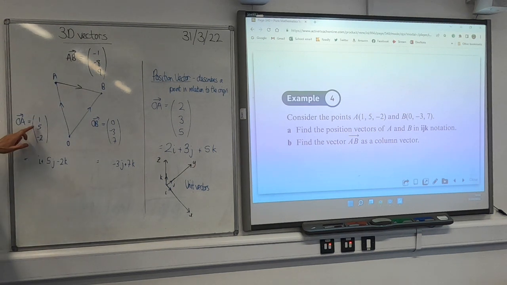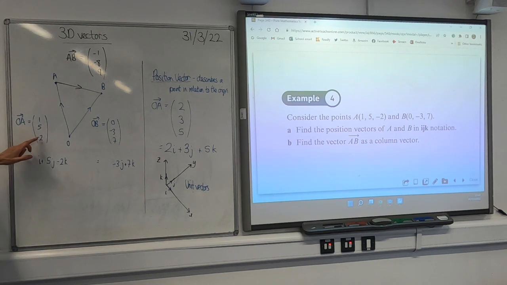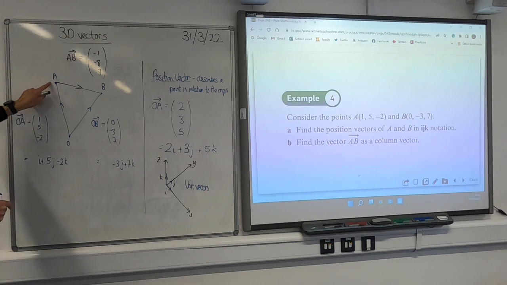My y value is -5, -3, and my z value is +2, +7. So there's two ways to think of it. You can either look at the jump, or you can say, right, it's backwards along there and forwards along there. You get the same answer, whichever way you do it.